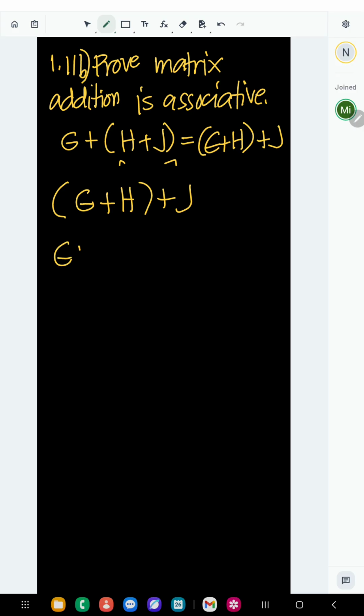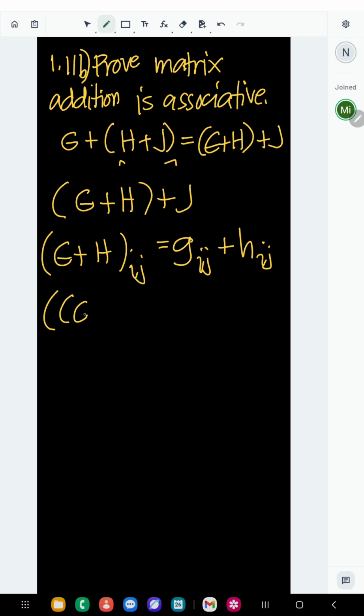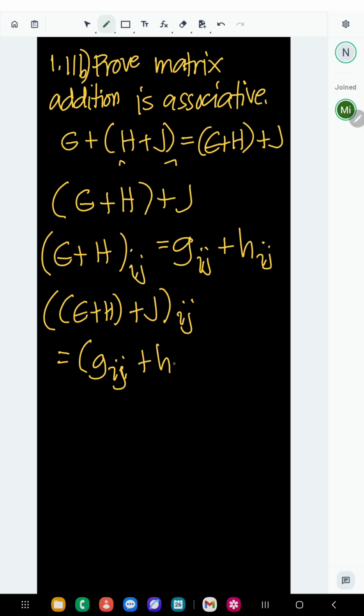So (G plus H), given the component, is (G plus H) sub ij. So this is G sub ij plus H sub ij. And now we add J. So that is ((G plus H) plus J) sub ij. This is equal to G sub ij plus H sub ij plus J sub ij.